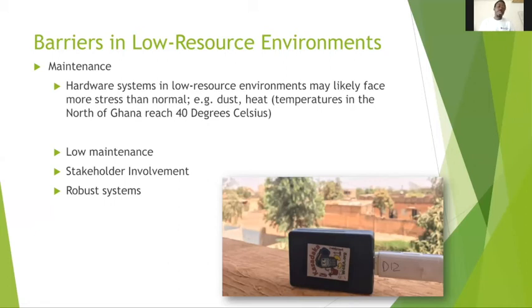Heat is also a problem. The temperatures in northern Ghana sometimes reach 40 degrees Celsius, and that's quite hot. That's very hot. There are other countries that also get very, very high degrees, even above this, in other places in the world. And so heat can be an issue. And so you have to consider these if you are deploying actual hardware. The first thing is to attempt to deploy hardware that will require the least amount of maintenance.